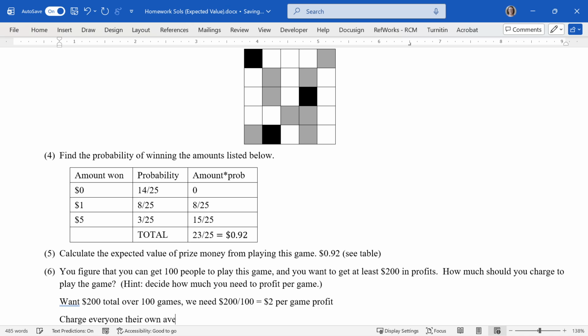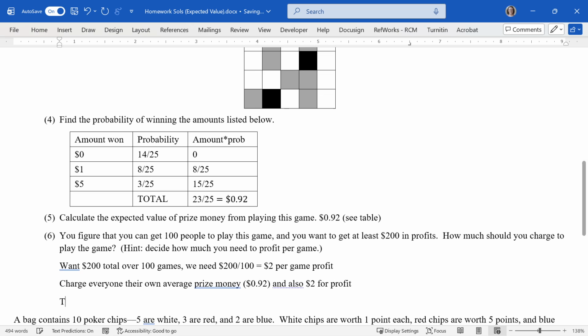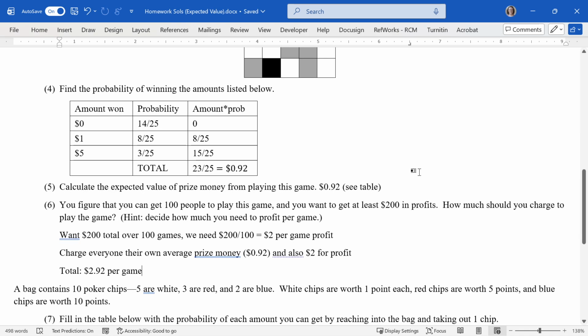Charge them their own average prize money. They pay for their own prizes, and also $2 profit. Okay? So the total you should charge them is $2.92 per game, or really you should probably round up to $3 if you're really going to do this, because $2.92 is weird.